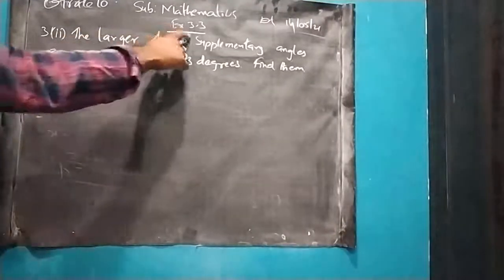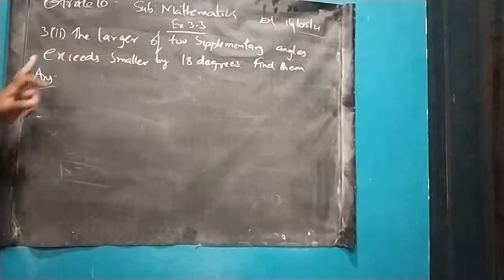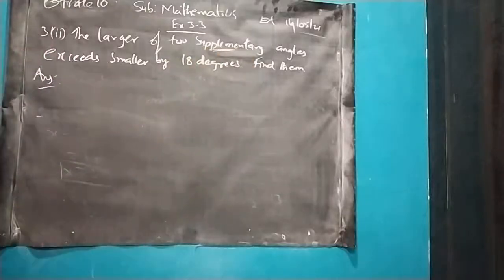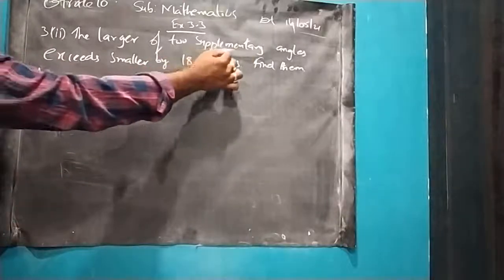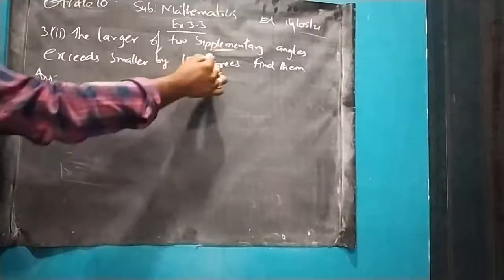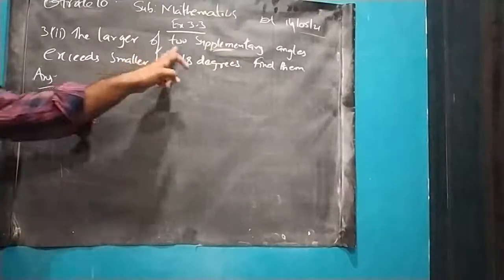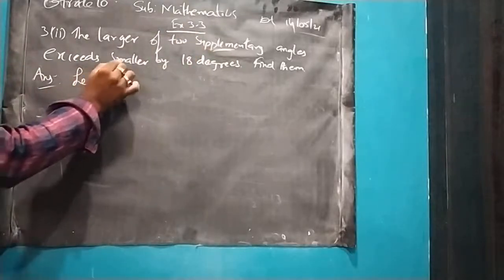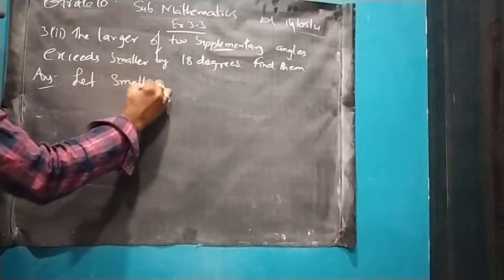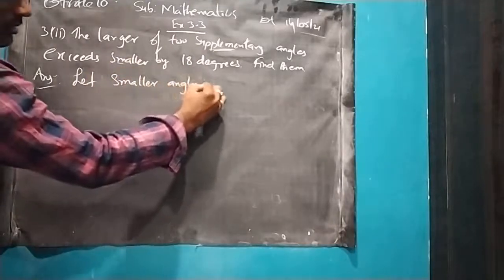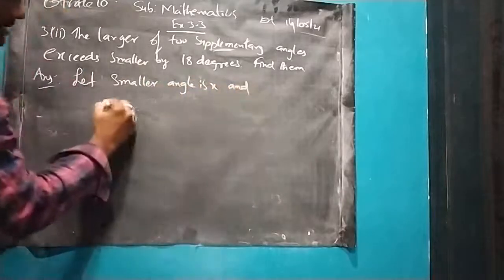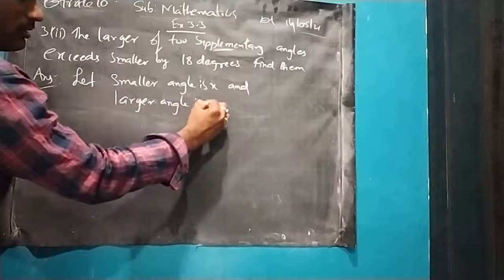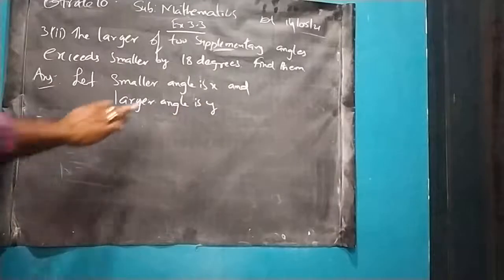Next, let us see the third bit, second question. The question is about the larger of supplementary angles. Whenever we talk about supplementary angles, definitely the two angles combined should be 180 degrees. So this question is indirectly saying that there are two variables. Why? Because two supplementary angles are there, so two variables will be there. He is talking about smaller and larger now. Let the smaller angle be x and the larger angle be y.